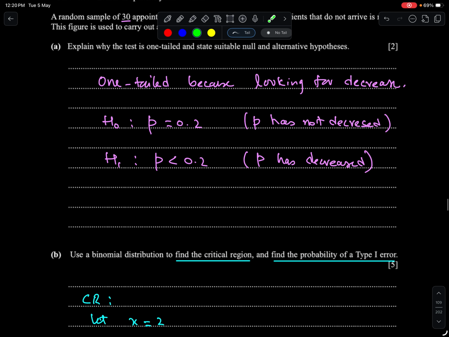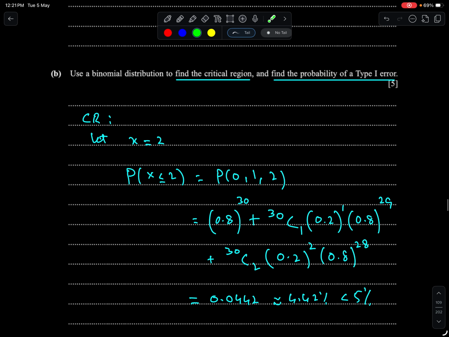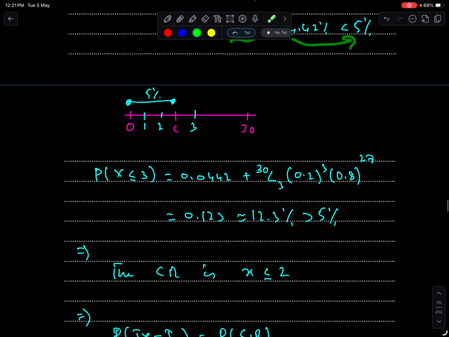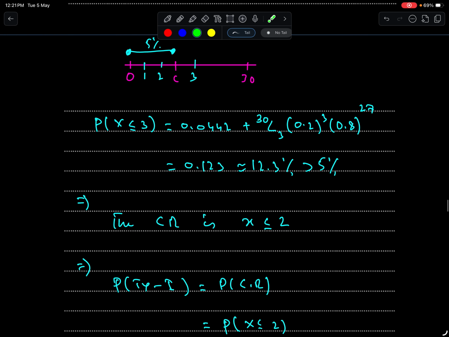Binomial. Same thing. Lower tail test, try with 2. It's 0.442, less than 5%, so 2 is in the critical region. 3: this is greater than 5%, so 3 is outside the critical region. Therefore, the critical region is x less than or equal to 2, or 0, 1, 2.